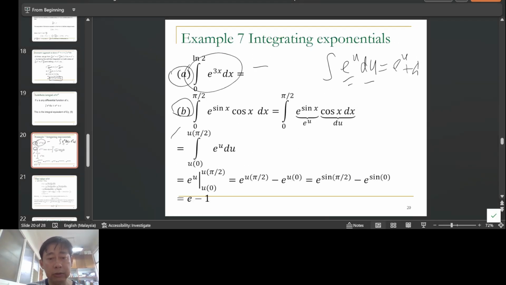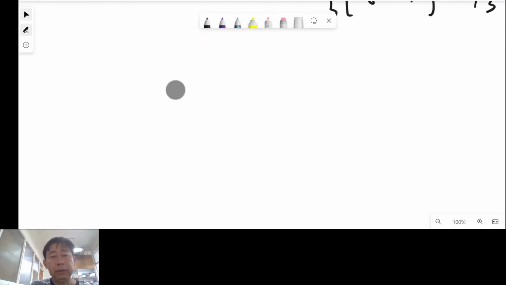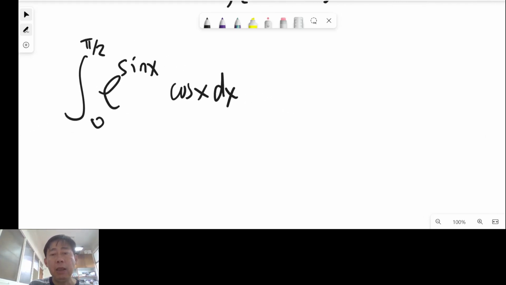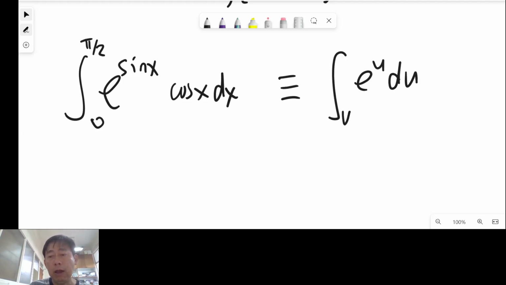So fortunately, it's correct. Now we go to 7b. We have e power sine x cos x integrating from 0 to pi over 2. So let us look at this integration: e power sine of x cos of x dx, and the range of integration is from 0 to 90 degrees, which is pi over 2. To do this integration, again we have to cast this into the form of e power u, with lower limit u1 and upper limit u2.